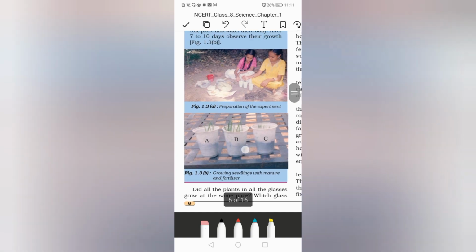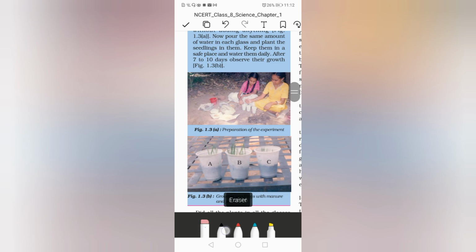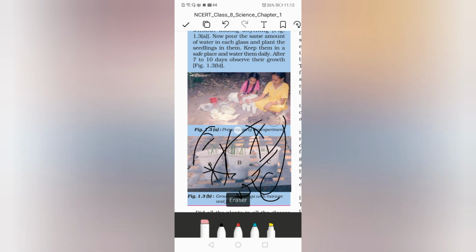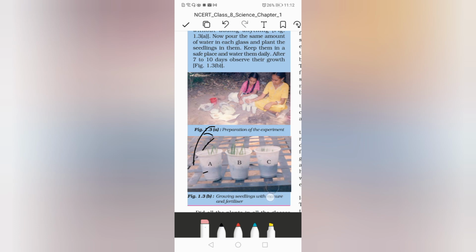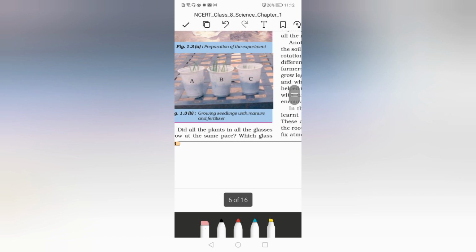Now this is an experiment you can do. What they're saying is, in your glass A, you plant a seed. You can add moong dal, something like that. Plant a seed and just give it water, no manure. In B, you can give it chemical fertilizers, and in C, you can give it natural manure. That means cow dung and something like that. You will notice that B will grow the fastest, C will grow next, and then A will come last, because chemical fertilizer is the most efficient.